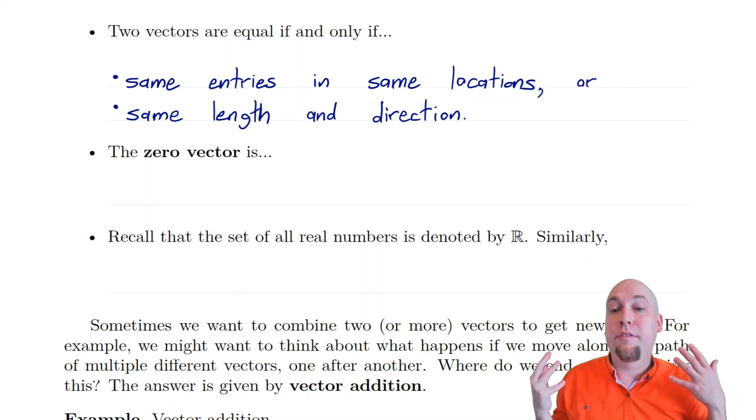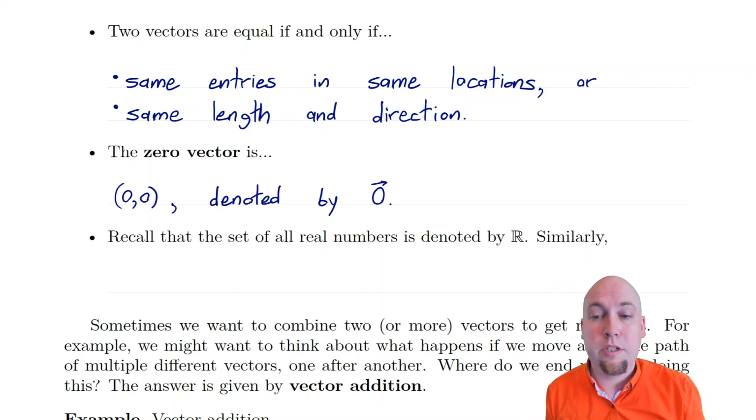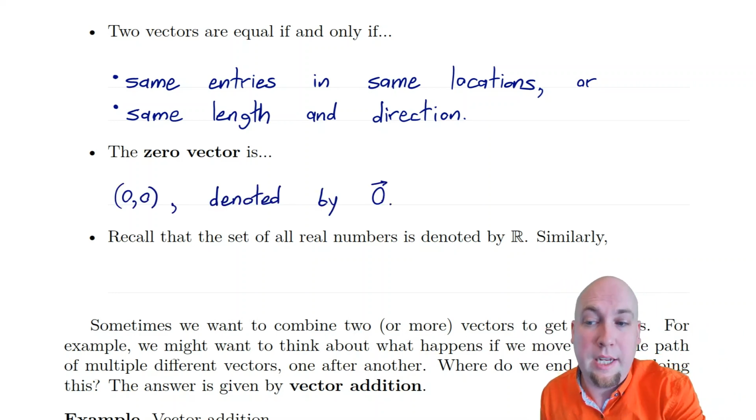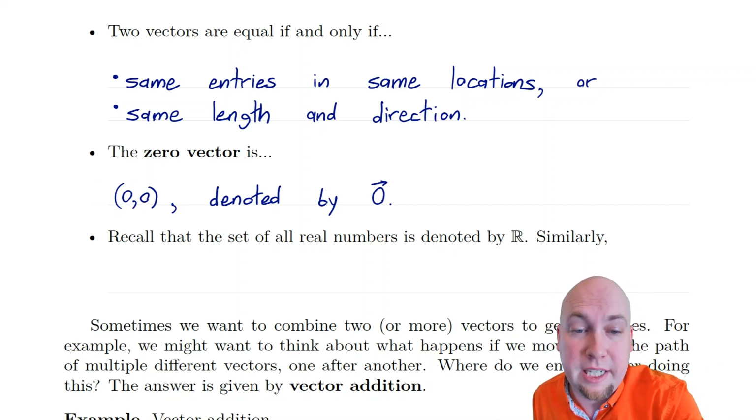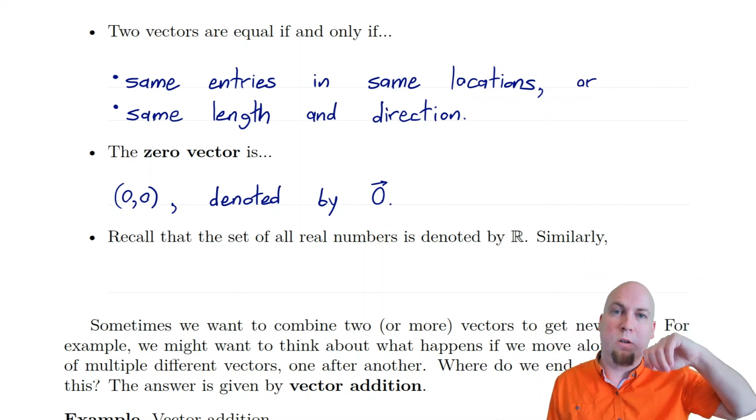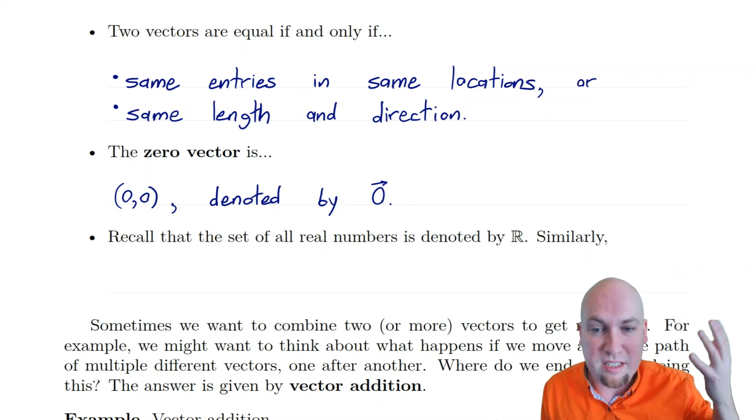It's often going to be useful to talk about something called the 0 vector, which is just the vector where each entry is 0. So the vector 0, 0 is called the 0 vector, and it's denoted just by a 0 with an arrow over the top. Like 0, but the arrow means it's a vector.